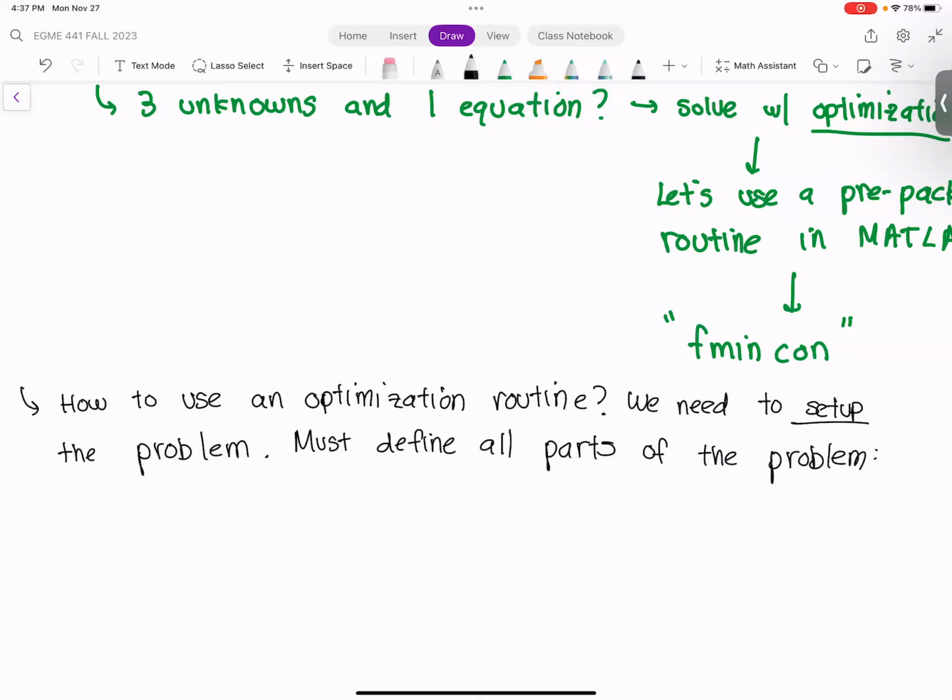And so for an optimization problem, there are three main parts that we have to define. First thing we're going to talk about is, how do we define these parts just in general? And then we'll talk about how we actually implement these parts in the code. The three parts that we have to decide here are, one is going to be the design variables.